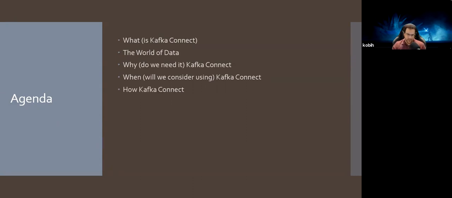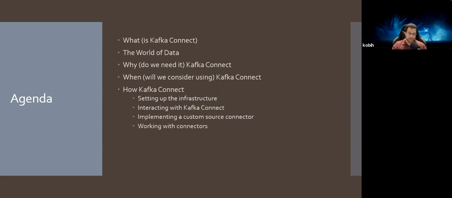And then we'll get to the part about how to work with Kafka Connect, which will be most of this talk. We'll see how to set up the infrastructure, how to interact with our deployed cluster, and how to implement a custom source connector. And then we'll see how to work with the REST API. Basically, all the interaction with the Kafka Connect cluster, deployment and status checking, will be done with the REST API.